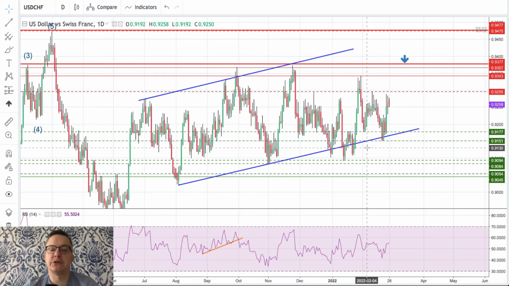So this USD CHF might be in this range for quite some time for now. So I'm not quite absolutely sure where this market should go next. We are still range bound and bouncing up and down.